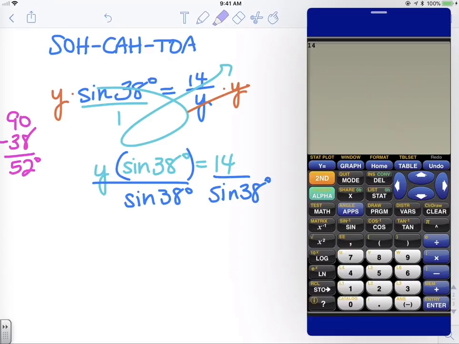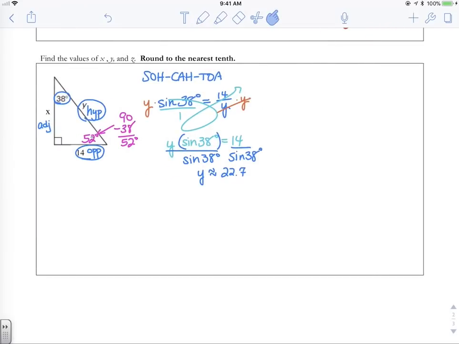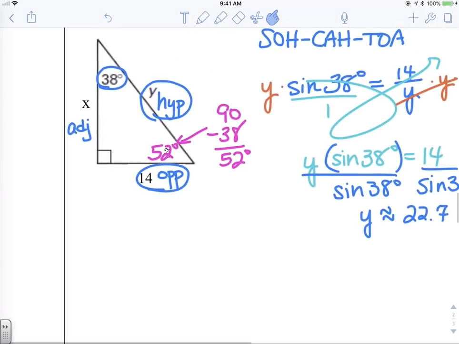Okay, so we're typing into the calculator 14 divided by sine of 38 equals, and we're writing the nearest tenth again, so y is approximately 22.7. And that's the y value, about 22.7.